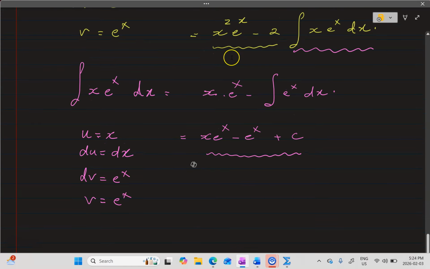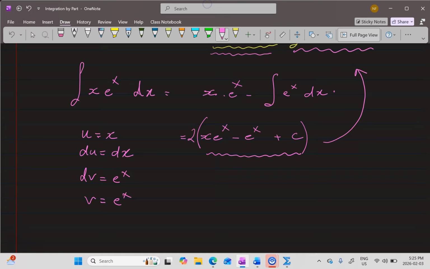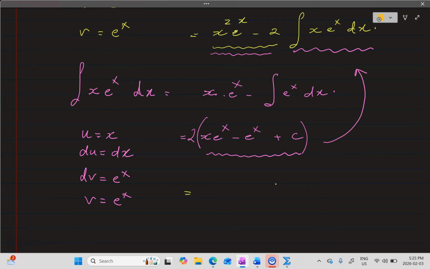Okay, let's go back up. This is just this part right here. That's what we just calculated. Now we're going to bring the original part, which is the beginning part of this, down. By the way, there's a 2 in front of it, so we could actually put a 2 in here to make it simpler. Let's put the 2, and then we're going to include x squared e to the x and all of that. So we have the final answer: x squared e to the x minus 2 times, open bracket, x e to the x minus e to the x plus c.